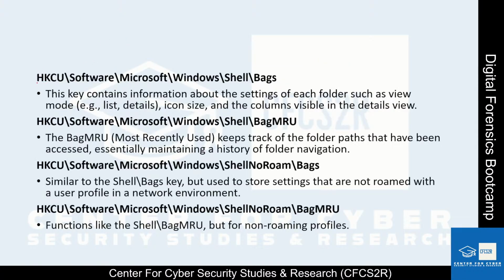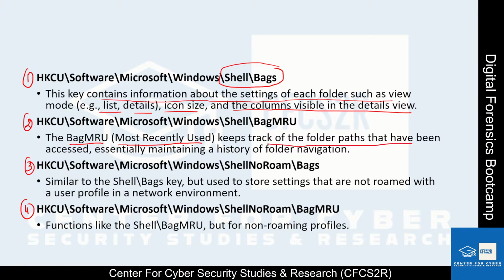So let us talk about these 4 locations. We have seen that these are the 4 locations that are available for the shellbags. This contains information about the settings of each folder, such as view, list details, icon size, and columns visible in the details view. So this particular registry key is storing this particular data. The BagMRU is basically the most recently used, which keeps track of the folder paths that have been accessed.